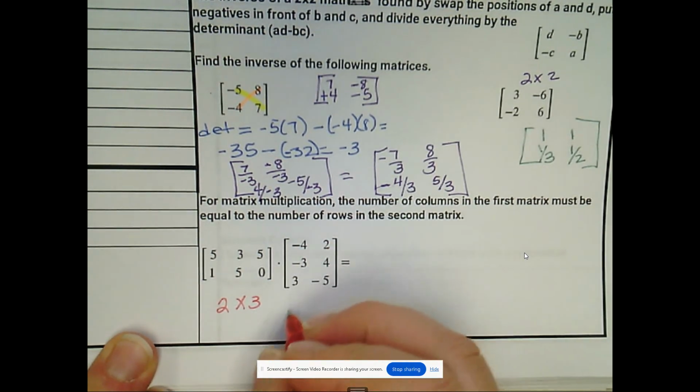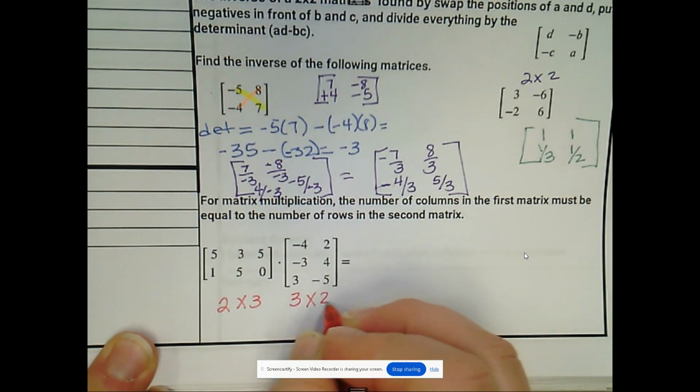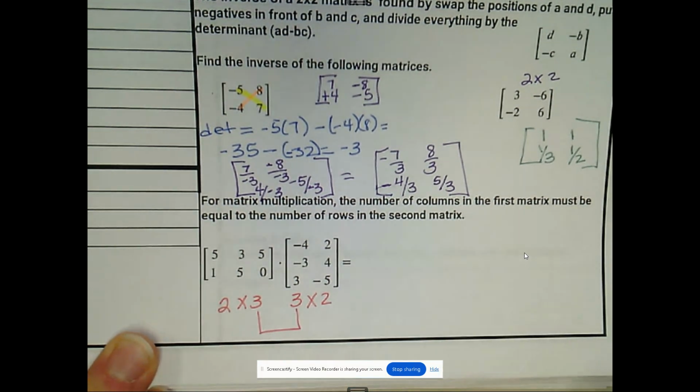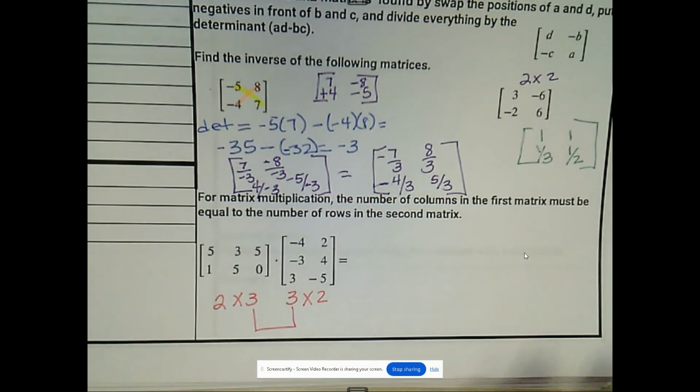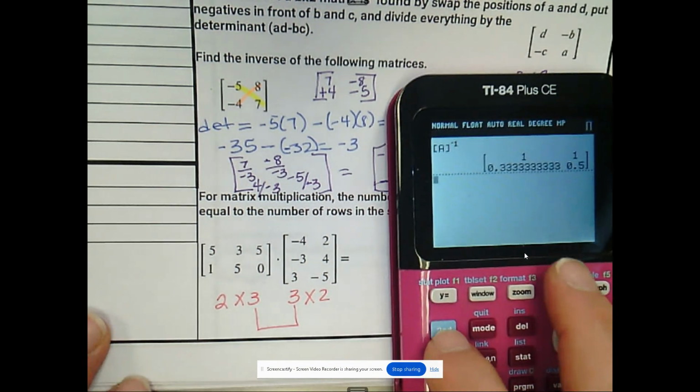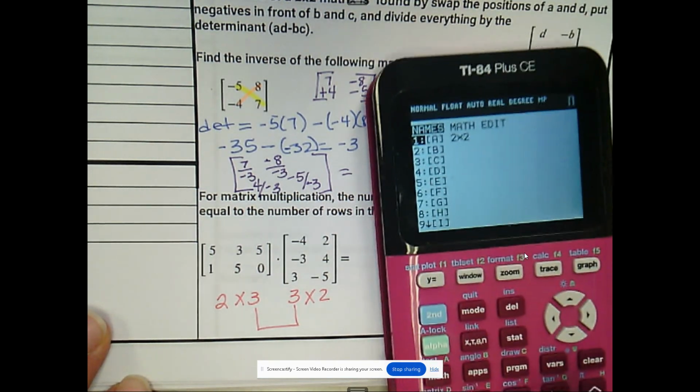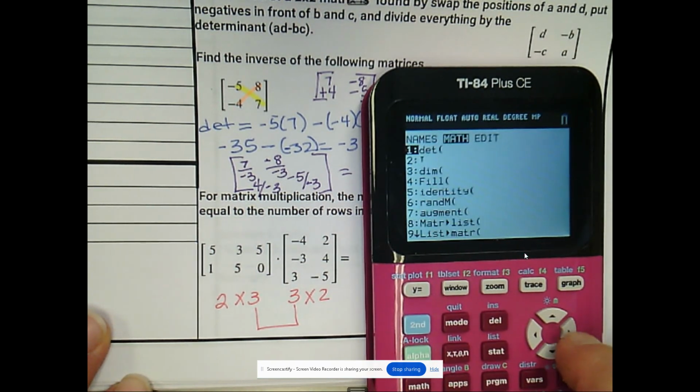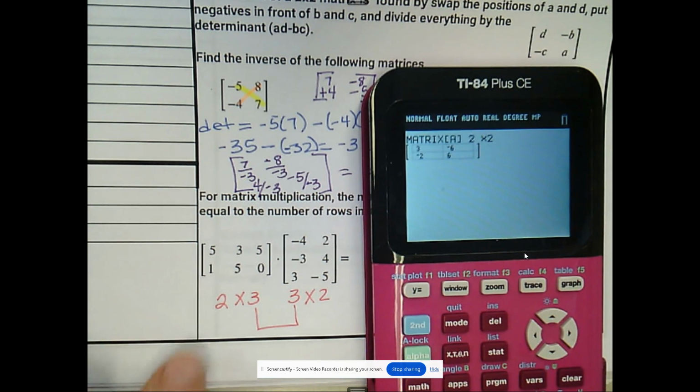This will be a 3x2. Those two are the same, so we know we can do it. First thing we do, go to our matrix button. Go over to edit. I'm just going to use this as A and replace it. This is a 2x3.